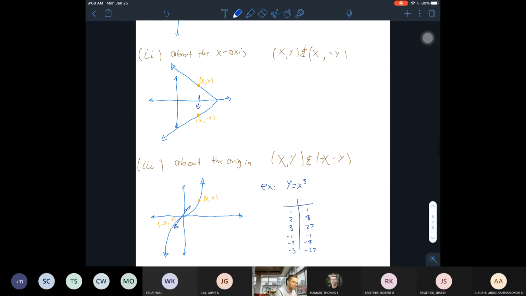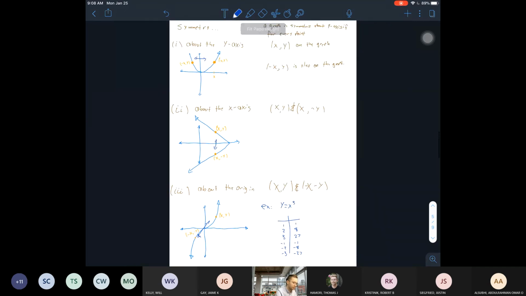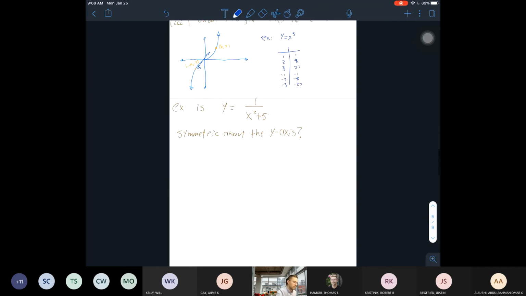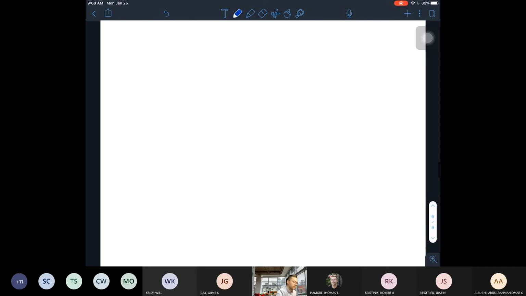Any questions about any of these forms of symmetry? Okay, no questions. The nice thing about graphing symmetric functions is if we know a function is symmetric, all we have to do is graph one side of it and then copy it over to the other side of the axis of symmetry. Okay, so that's why symmetry is often useful.